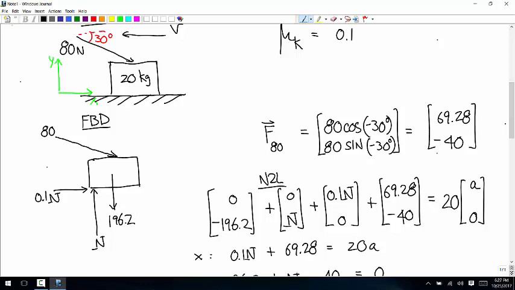So here's the take-home message that I'm trying to get to: if you're not dealing with friction, the velocity doesn't change anything. If you are dealing with friction, the velocity changes your answers for forces and accelerations and everything.